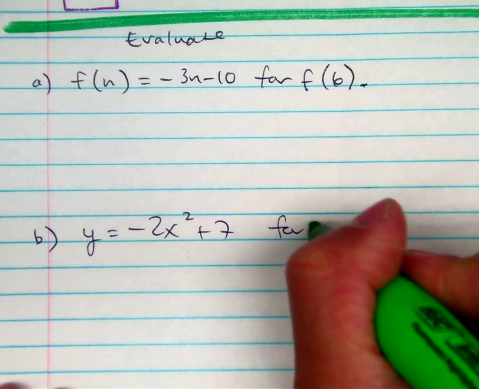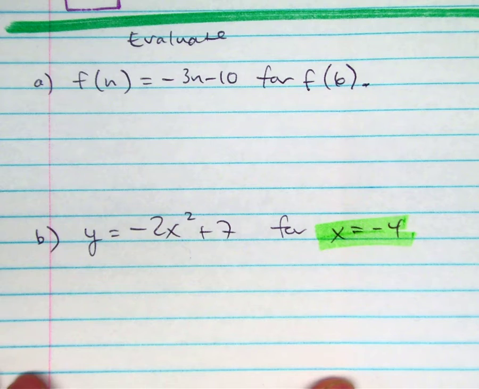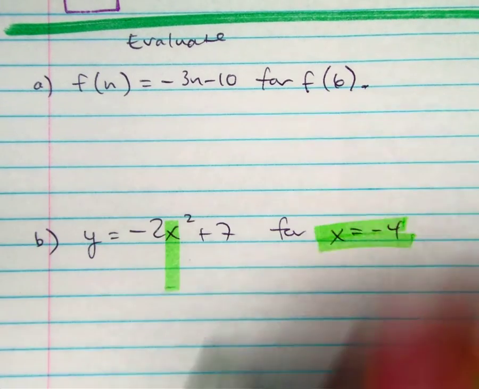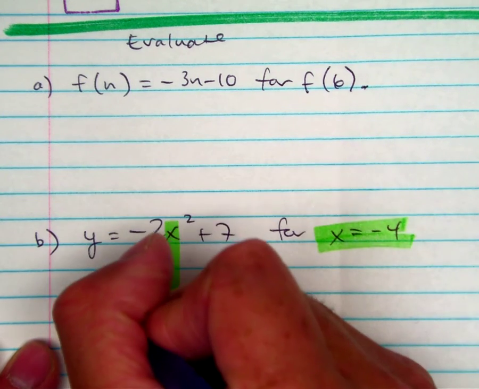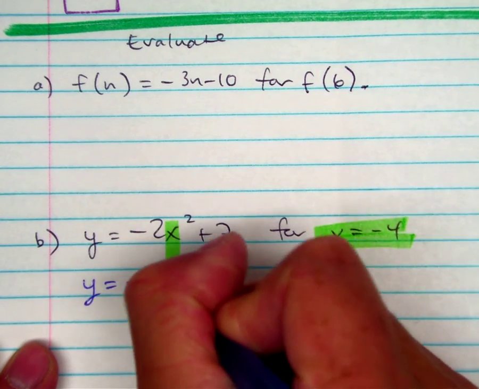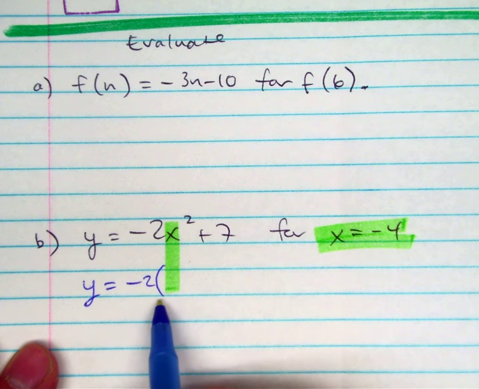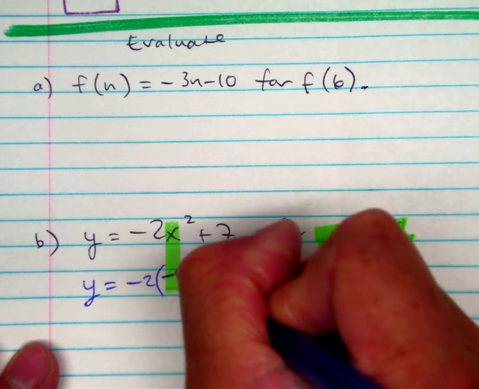Every time I see x, I'm going to write what? 4. So I'm just going to repeat everything else. Y equals -2. Yesterday we learned how it's very important to do the replacement or the substitution with the parentheses.